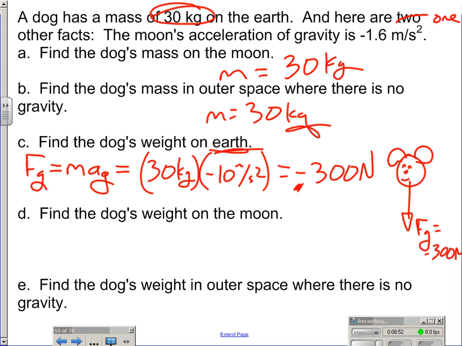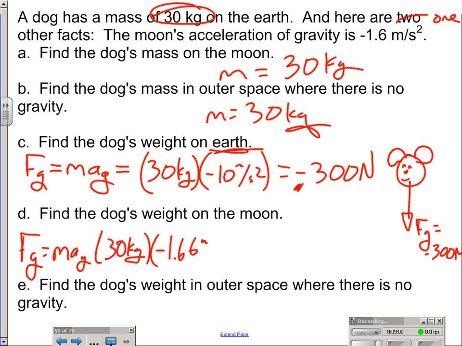Now, on the moon, the dog is going to weigh less. He's still 30 kilograms, but the acceleration of gravity on the moon is negative 1.66 meters per second squared. So that gives us negative 50 newtons. He weighs less on the moon because there's less gravity. Finally, in outer space where there's no gravity, his weight is 0 because there is no gravity in outer space. So there you go.